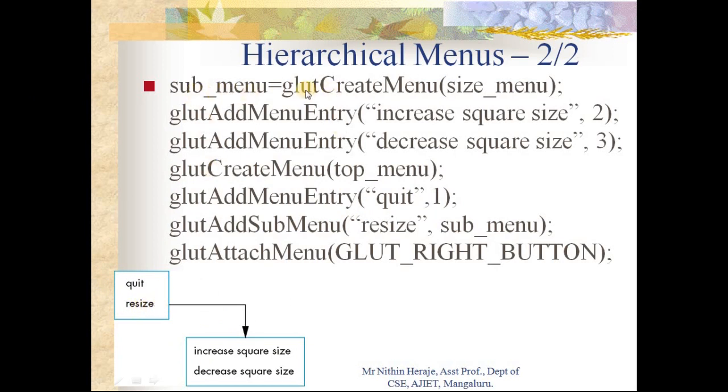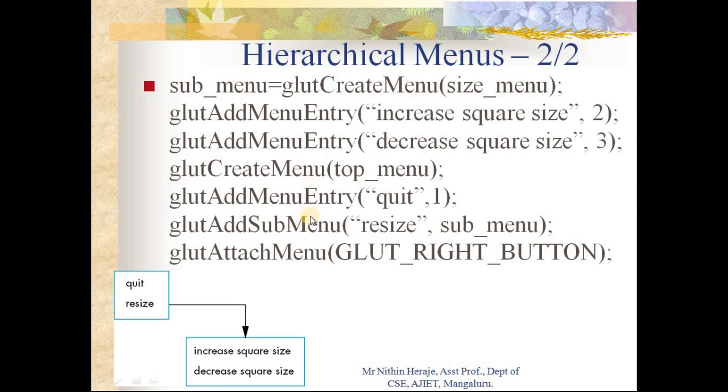Okay, so here glutCreateMenu, the size of the menu. So submenu holds the ID of this menu. So submenu will hold the ID of the menu created here. Then you will add the choices or the options for this size menu, or the submenu over here. So increase square size and decrease square size, 2 and 3, and you are going to create one more menu called the top menu.